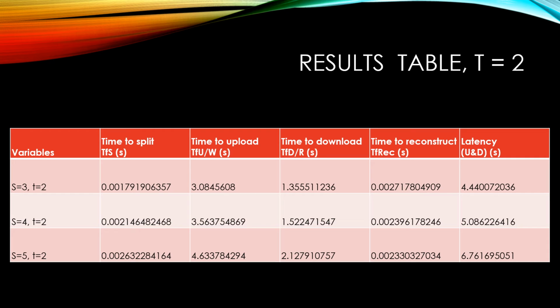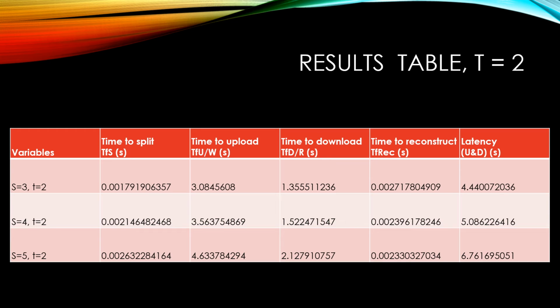Then time to upload shows how much time it took for the files to be uploaded to the Dropbox. Time to download shows how much time is taken to retrieve the files from the cloud. And then time to reconstruct shows us how much time was taken by the program when converting these shares back from hex and reconstructing the secret. Latency is also probably the most important variable here on the right, and is the sum of time to upload and time to download.